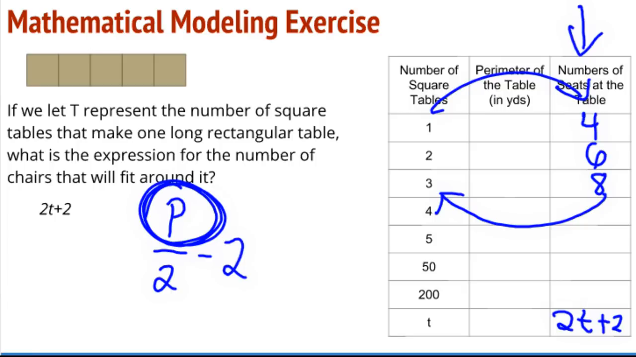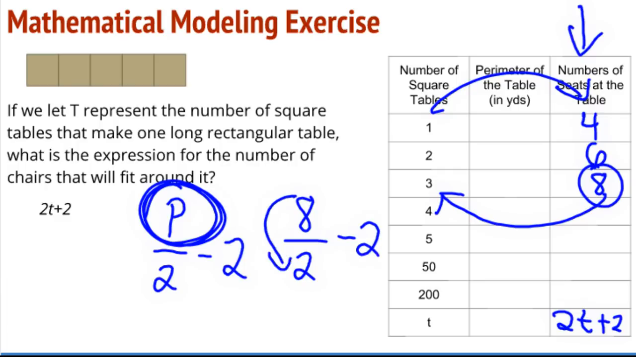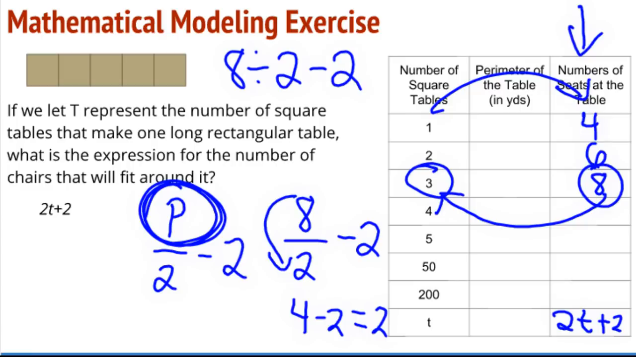So let's do a little experimentation here. So let's take 8, number of people, substitute it in, divided by 2, minus 2. And 8 divided by 2 is 4, minus 2 gives us 2. But we knew that it was supposed to be 3 tables. So what went wrong there? Well, we have reversed the operations, but have we reversed the order of the operations? 8 divided by 2 minus 2.